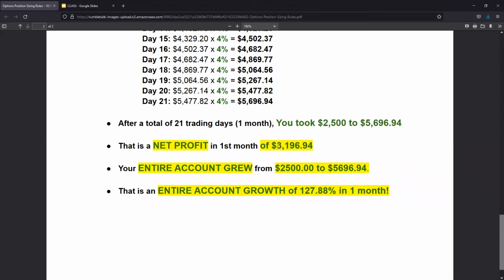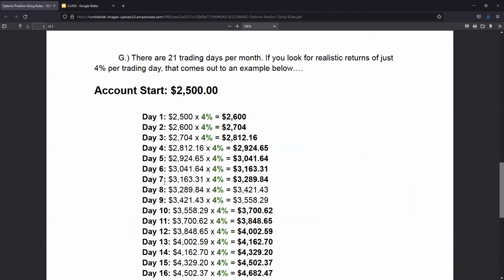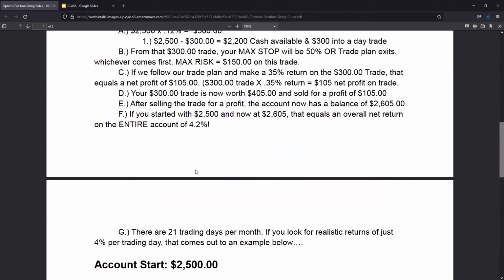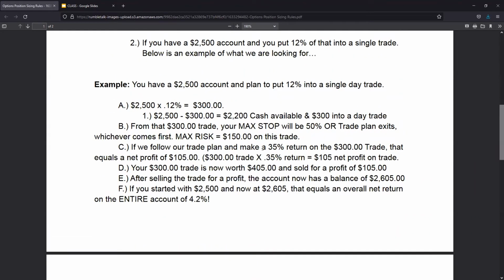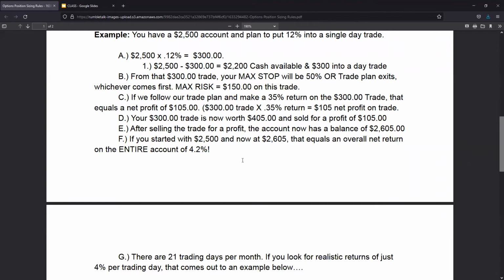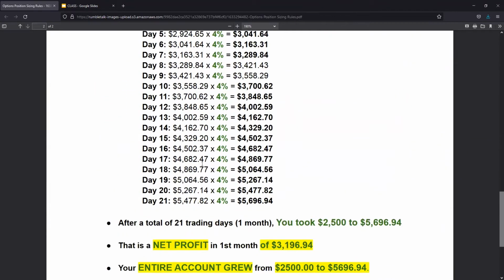So you just made $3,196.94 in your first month starting with that $2,500 account. Now you see here, you're making that 12% of your account. You're targeting anywhere from 15 to 50% returns on those day trades. And that's what you're looking for. Small trades, they add up over time.